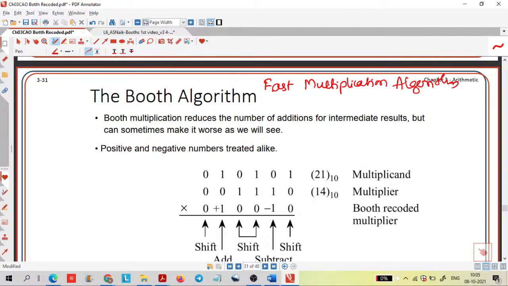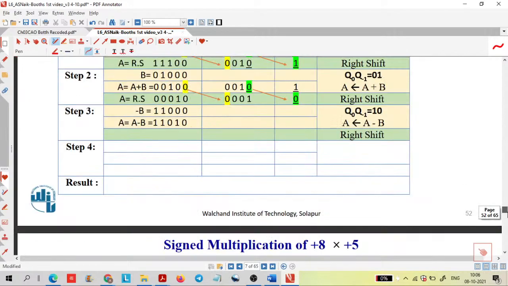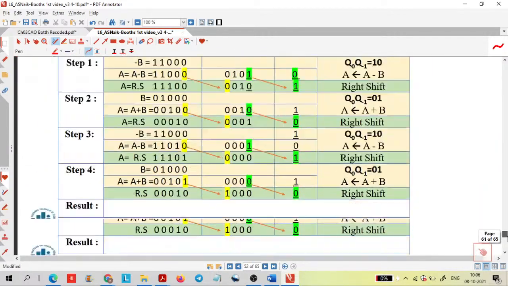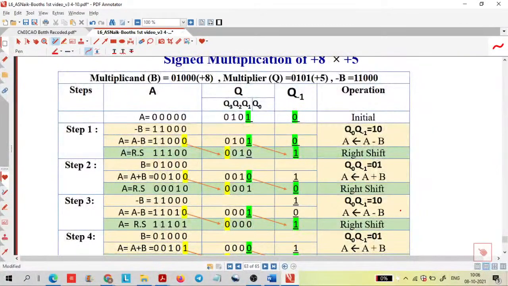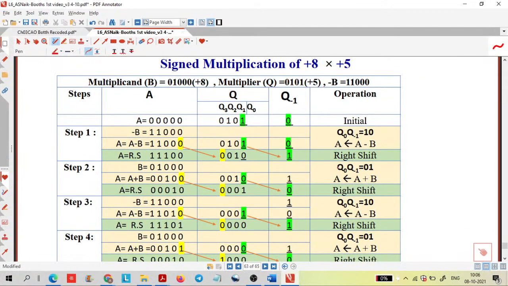Previously it was the signed multiplication algorithm, but this is called the modified Booth algorithm, or bit recoded multiplier, that I will tell you. Before this, see here, the multiplication reduces the number of additions for the intermediate result. In the last class we discussed the final step for signed multiplication of 8 into 5. 4 steps are required to perform the operation, and this table method requires a lot of time to perform the calculation.